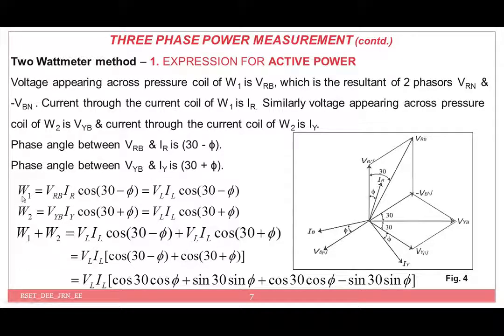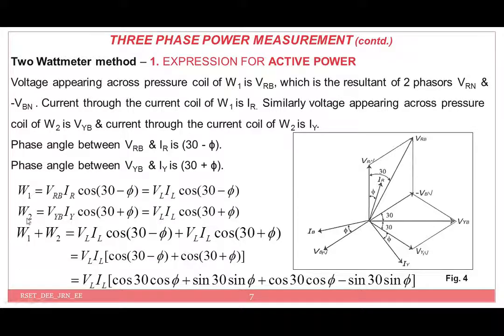Now the first wattmeter measures a voltage VRB. So its voltage can be written as V subscript RB. The current flowing through that wattmeter is IR. And what is active power? V into I into cosine of the phase angle between these two. So it is cos of 30 minus φ. Now VRB is your line voltage, and in a star connected system IR can be treated as your line current or phase current. Since this is a line value, I am considering this as a line value. So VL IL cos 30 minus φ. This is with regard to the first wattmeter.